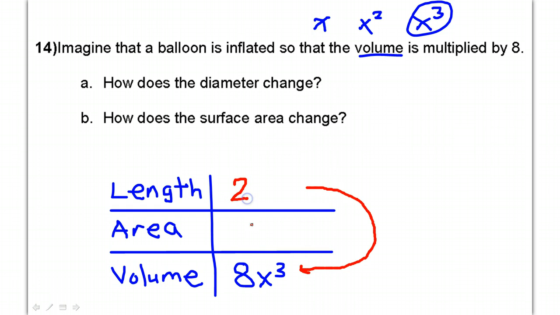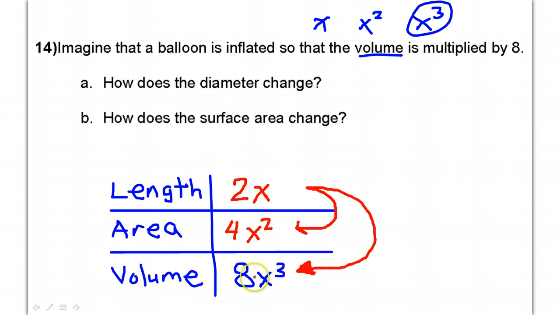Now it turns out that 2 cubed will give me 8. 2 times 2 times 2. That means that the length must have been 2x, because if that's what it would take. If the length were 2x, I would cube it, and that would give me 8x to the third power. Now I know what the length must have been. Now if the length was 2x, if I take the length and I square it, then that should give me the area. So if I take 2x and I square that, that should give me 4x squared.